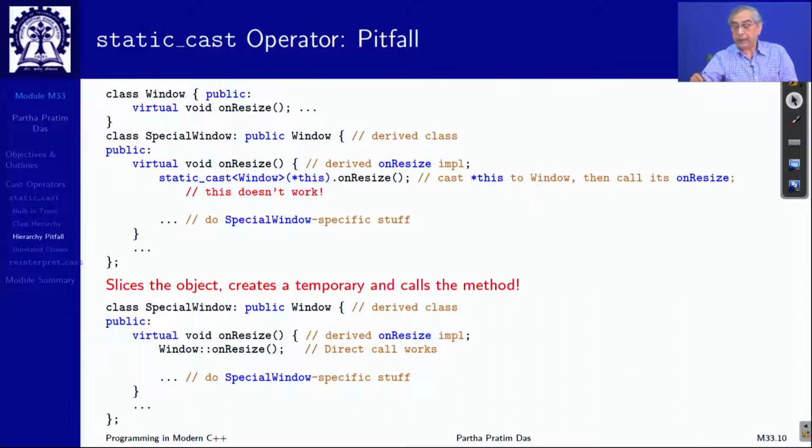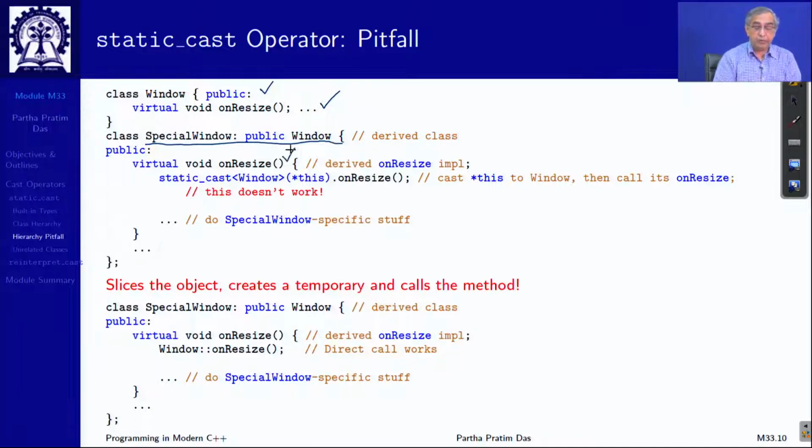Now, here I will just point you to a little pitfall in terms of a very common mistake that many of us make. Just think about a class Window which has a resizing method, on resize. If you try to drag and resize the window, this function is called and the resizing drawings are done. Now, from that we have specialized to a special window, which may have some additional requirement when you resize it.